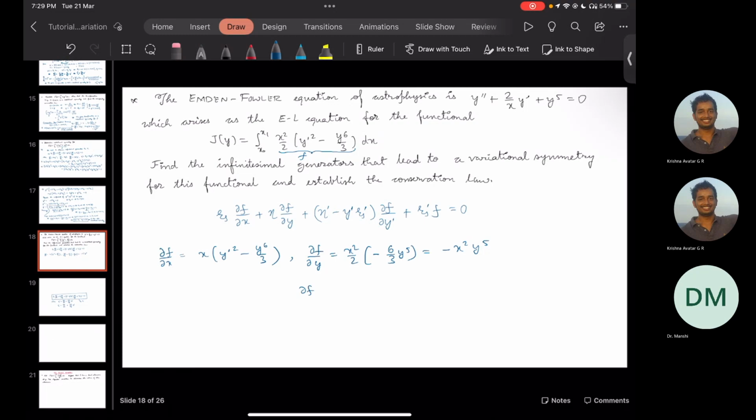And partial f by partial y prime is x squared by 2 into 2y prime, and this gives us x squared y prime. I think let's take another slide.